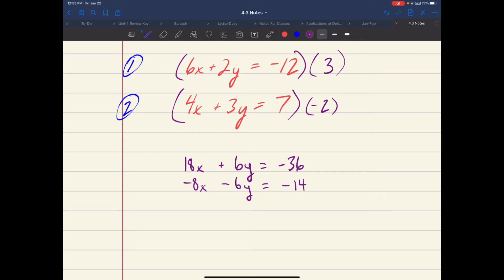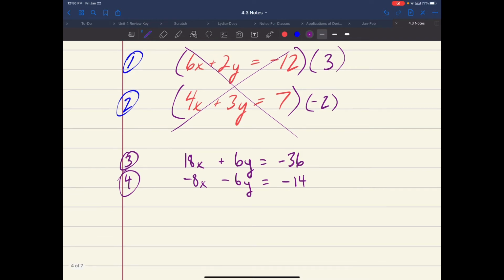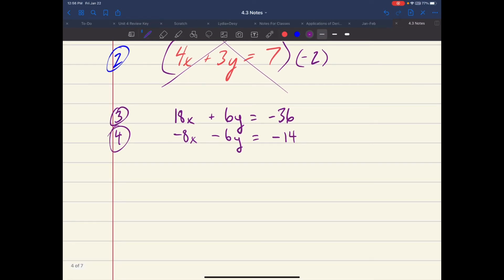So once we've done that, we don't have to use these original equations anymore. We're just going to use these 2 new equations. And we just combine these. So the y's will eliminate. So we'll have 18x minus 8x, which is 10x. No y's, which is the goal. And then a negative 50. Okay, 10 times a number is negative 50. So that number needs to be negative, and it needs to be 5. So x is negative 5.